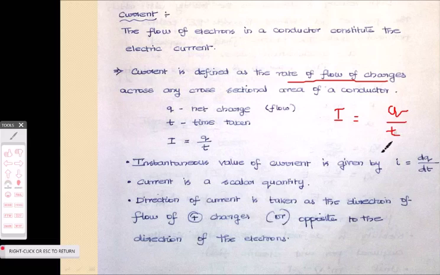The instantaneous value of current. Instantaneous means at that time. To calculate the value of the current at that particular time, I is equal to dq by dt. Current is a scalar quantity. It is one of the fundamental quantities.